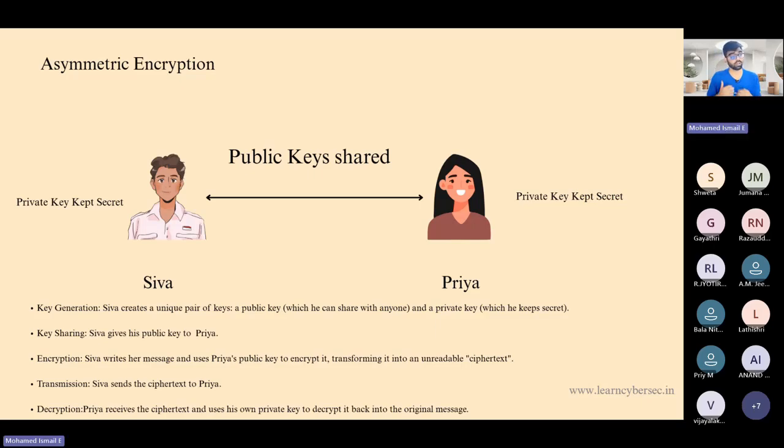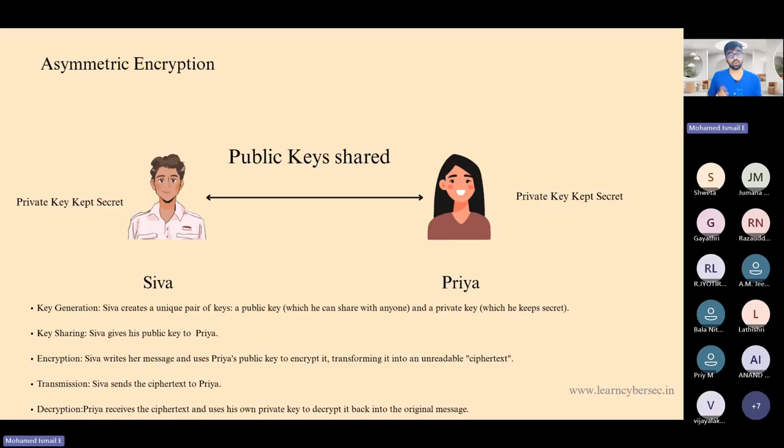Siva will broadcast his public key to everyone, including Priya. Priya will broadcast her public key to everyone, including Siva. So now Siva is aware of Priya's public key, and Priya is aware of Siva's public key. But these 2 guys keep their private key secret. They will not share that private key with anyone. They keep it secret with themselves.